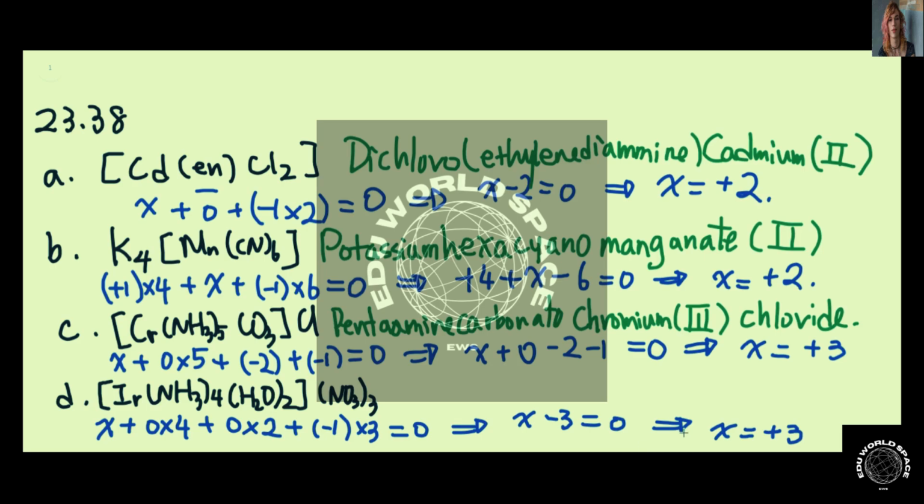So the name for this complex, starting with the amino, will be tetraammine, and there are 2 water, diaqua, the center atom is iridium, the oxidation state is 3, nitrate.